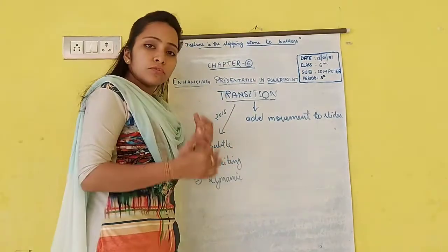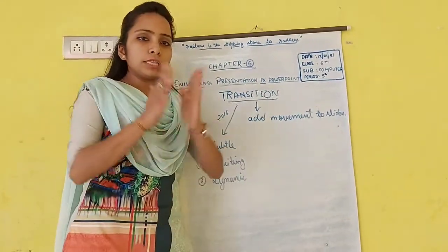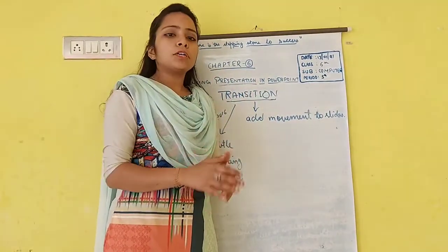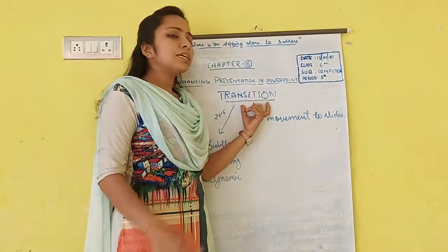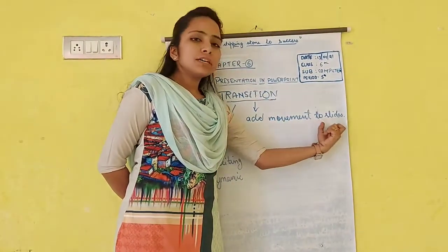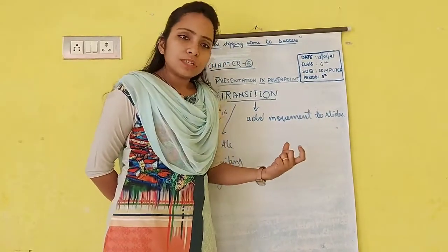Suppose we want to move from one slide to the other slide, then how will it go? It can go in this manner, then it can go suddenly, then it can go from top to bottom. Different types of transitions are present, and that allows us to add movement to our slides while going on with the slideshow. Clear?